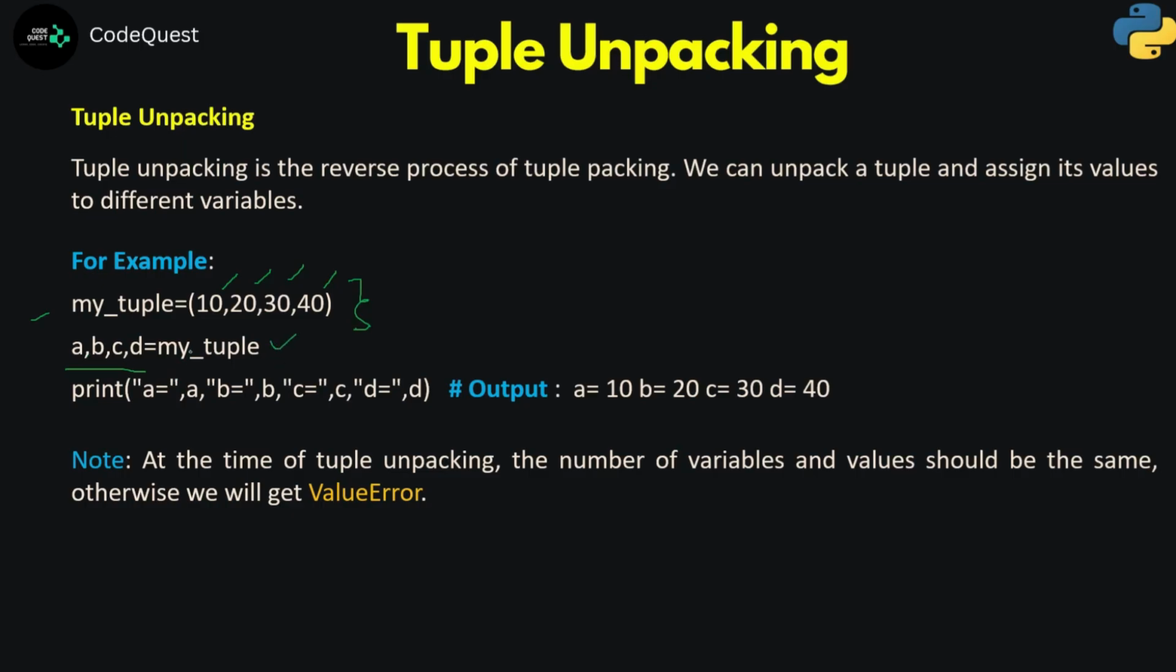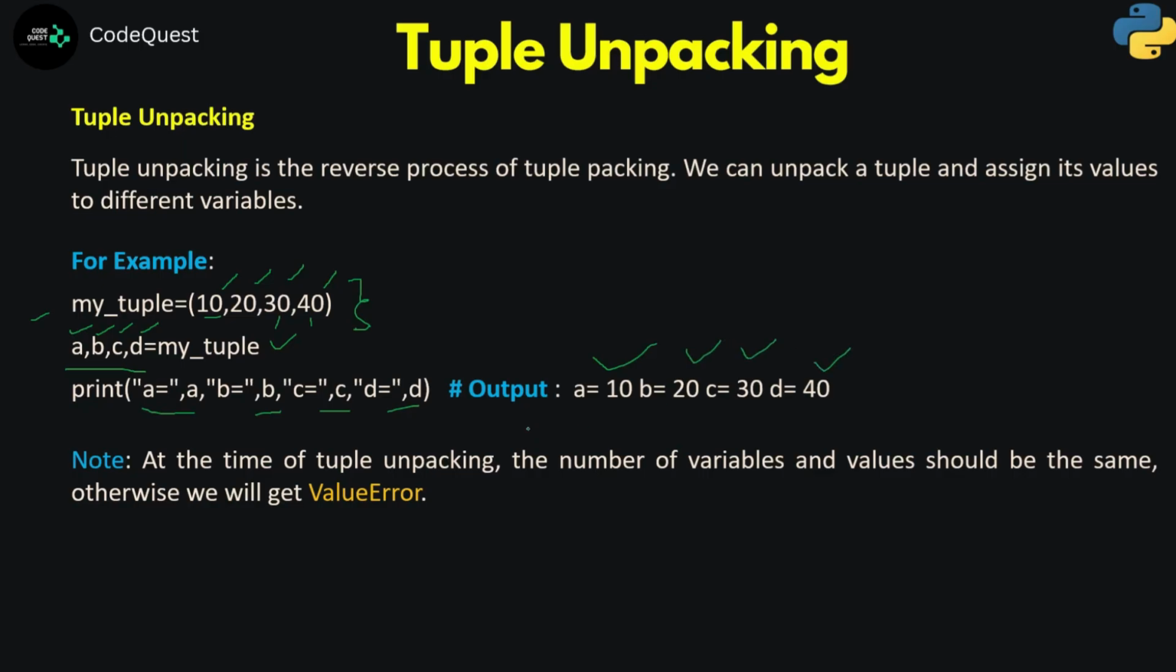So in this context, what will happen? The first element will be assigned to the first variable. The second one will be assigned to the second. Similarly, third and fourth are going to take up the third and fourth elements present in the tuple. So when I'm trying to display the values of a, b, c and d, we'll be getting a as 10, b as 20, c as 30 and d as 40.